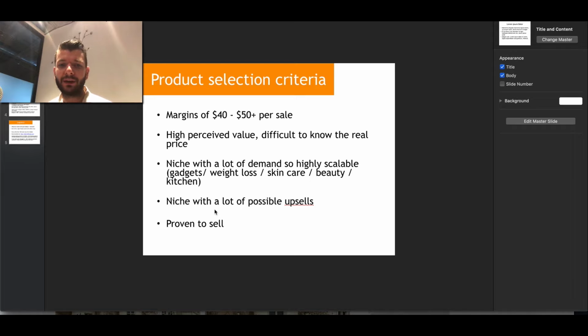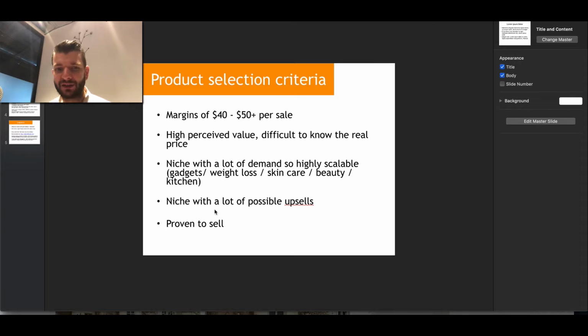Now you should be in a niche with a lot of demand, so highly scalable, where you don't have to be very precise in targeting, or when you decide to scale, it's not like there are only a few 100,000 people in that niche that you're going after and you will just saturate it within a week. You want to be in a niche where you can scale up with one product to $100,000, $200,000, $300,000 per month in sales. That's where you want to be.